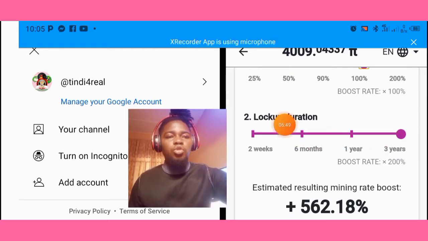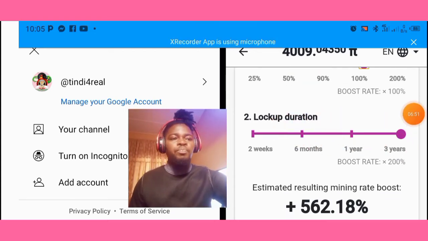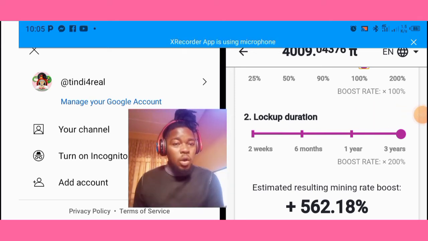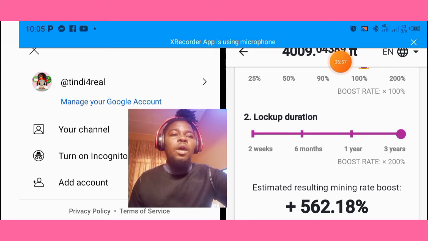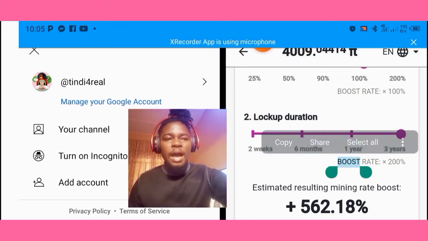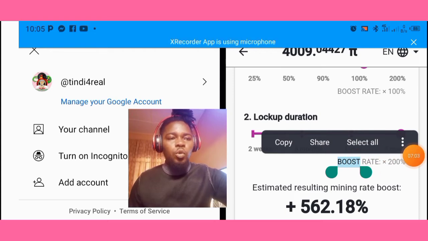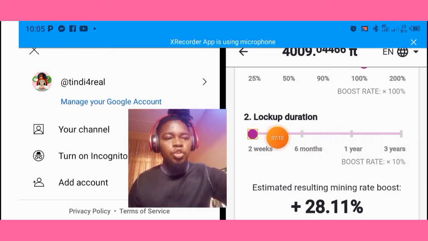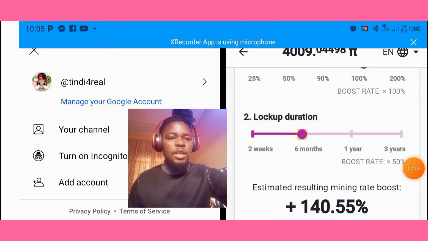Now, looking at number 2 here, which is lockup duration. Duration has to do with the period of time for which you want to lock up these particular coins that you have at the top here. And the durations of time that we have here are as follows. We have 2 weeks, by tapping on the marker at the top of the 2 weeks. Tap on the mark again on top of the 6, which will give you 6 months.